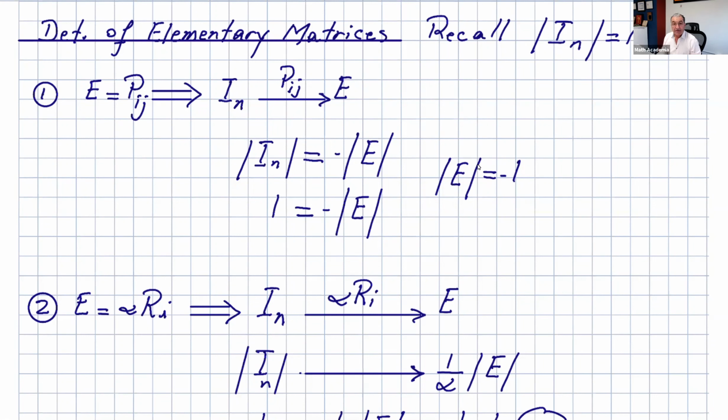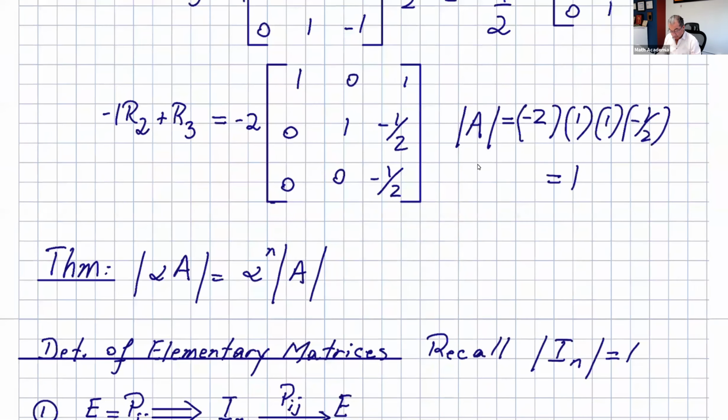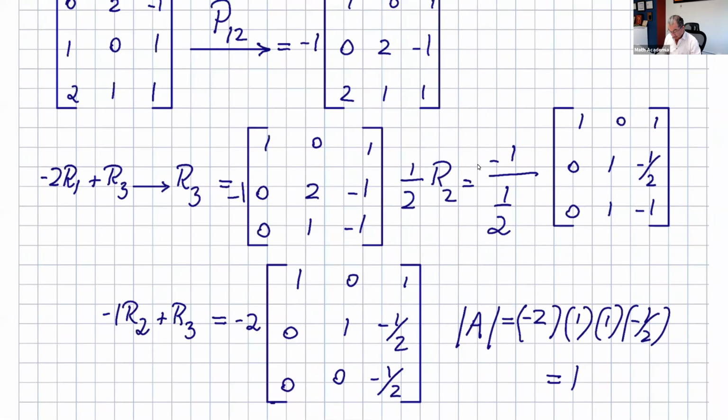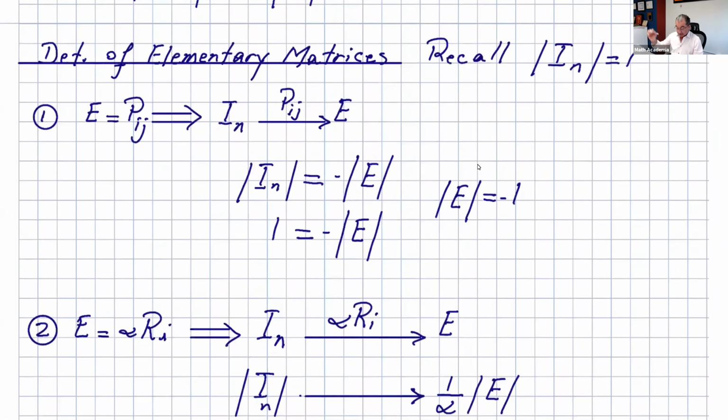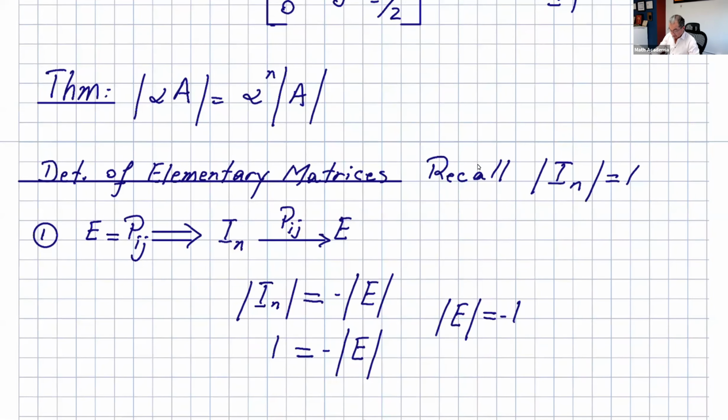Just to refresh your memories, in the last lecture I went over the effect of elementary row operations on the determinant of a matrix. Now in this video I want to go over the determinant of elementary matrices. To remind you, an elementary matrix is one row operation away from the identity matrix, and that's how we can find out what the determinant of an elementary matrix is and what the possible values of the determinant of an elementary matrix are.